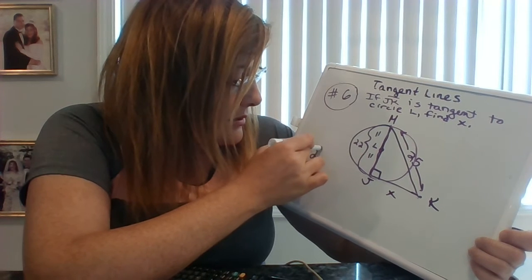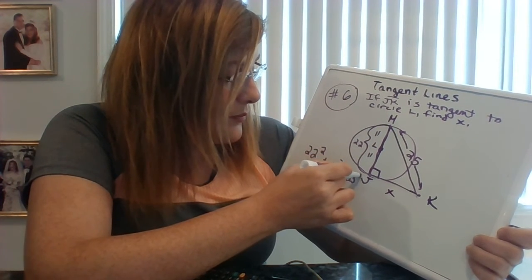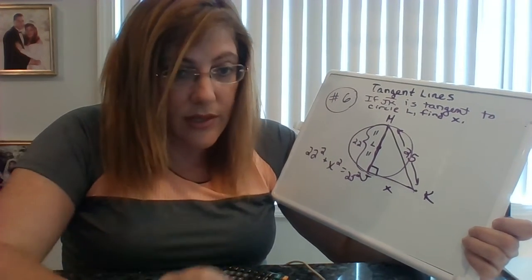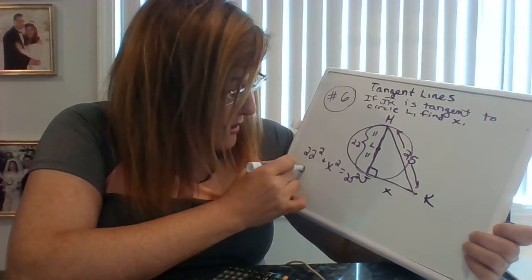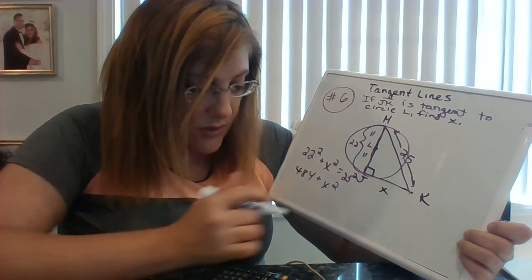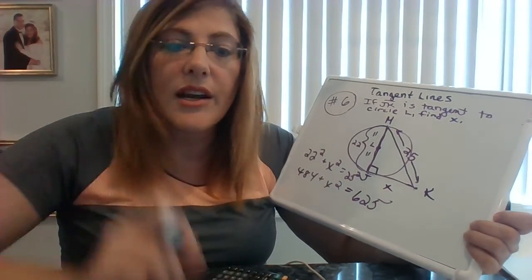In this case, you get that. So 22 squared is going to give us 484 plus X squared equals 25 squared, which is 625. And then you solve for X squared that way.